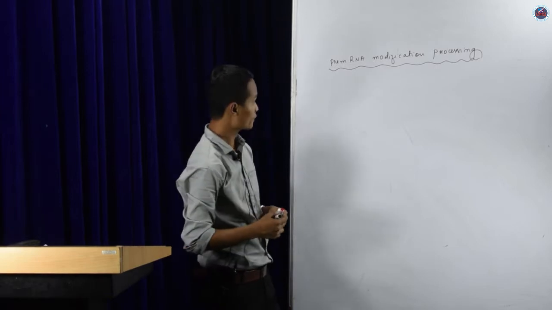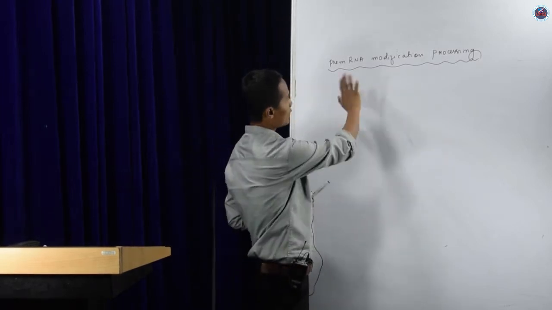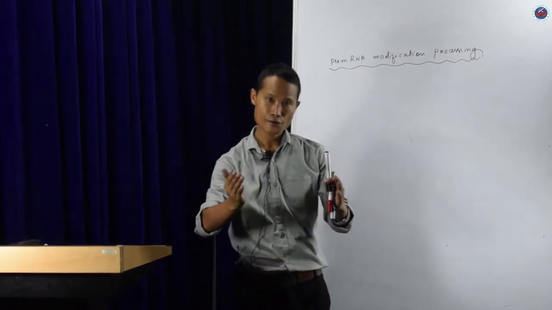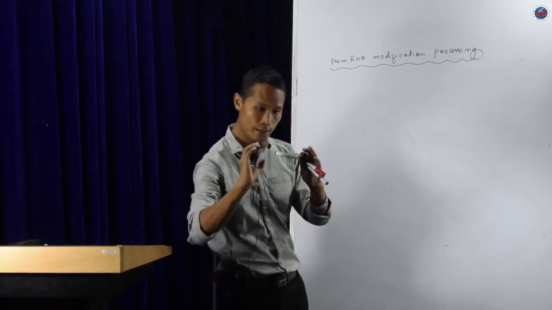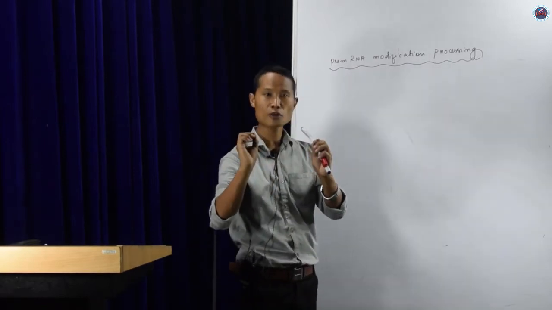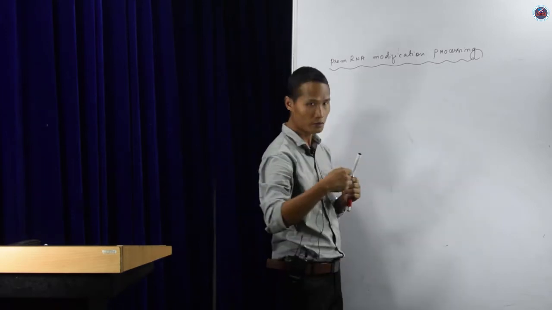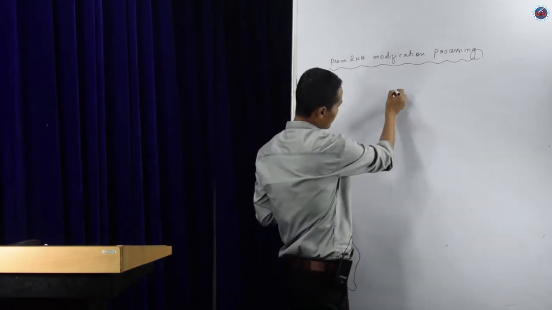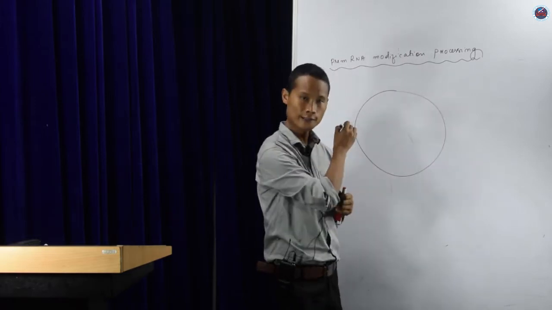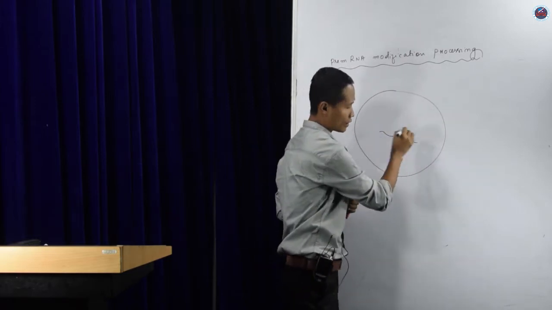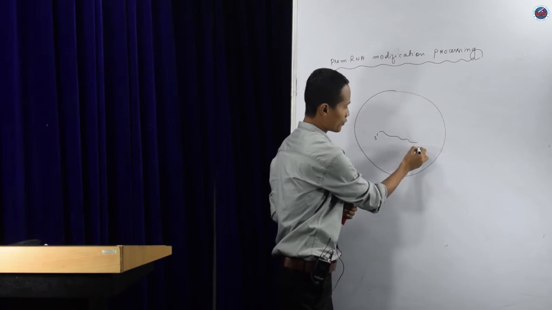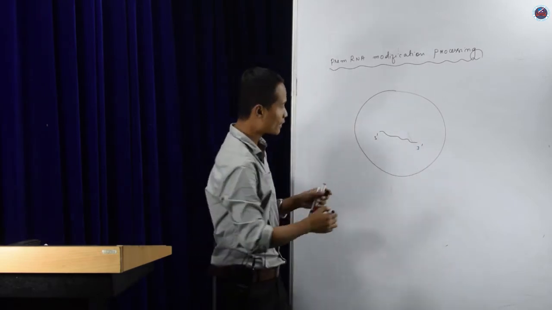In this video, we're going to discuss RNA modification. After the process of transcription, the mRNA is in the form of pre-mRNA, so it has to be modified. As I said, now this is your nucleus. So there is an mRNA. This is 5 prime to 3 prime. But it has to be modified.